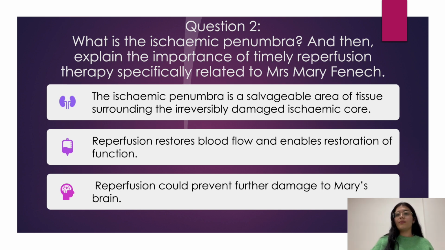The left middle cerebral artery supplies Broca's area and Wernicke's area, both integral to language production and understanding. Thus, further damage to this area through the death of neurons within the ischemic penumbra will cause severe and irreversible damage to Mary's ability to communicate. Alongside this, as neuronal damage increases, prognoses worsen, meaning that the faster the ischemic penumbra is reperfused, the better health outcomes may be for Mary.